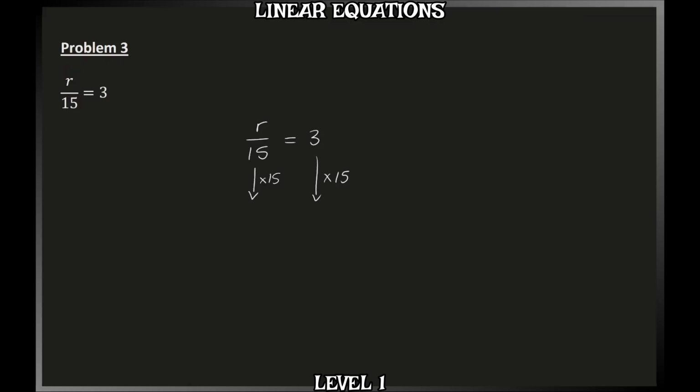On the left, because divide by 15 and times by 15 are inverses of each other, they cancel out and we're just left with r. On the right, 3 times 15 is 45, so we get to our final answer, which is r is equal to 45.